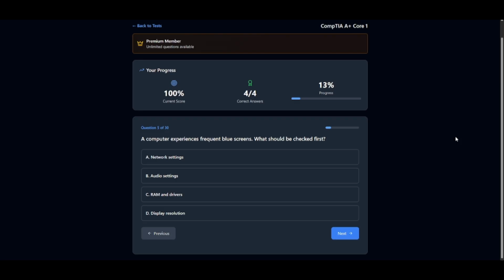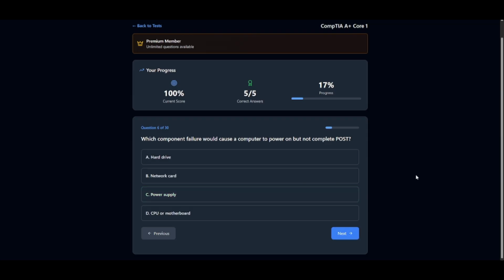Question number 5. A computer experiences frequent blue screens. What should be checked first? Think about it for a moment. And the answer to question 5 would be C, RAM and drivers. These would be the most likely culprits when it comes to blue screens on a computer, either faulty RAM or incompatible, outdated, corrupted drivers on your computer. Let's move on.